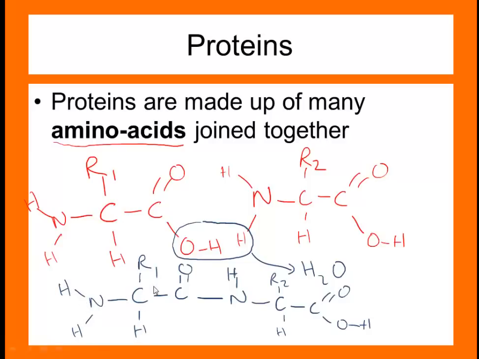Now, let's do a quick check. Has every carbon got 4 bonds to it? 1, 2, 3, 4, 1, 2, 3, 4. 1, 2, 3, 4, 1, 2, 3, 4. Good, every carbon's got 4 bonds. Has every nitrogen got 3? 1, 2, 3. 1, 2, 3. Yes, every nitrogen's got 3. Every oxygen's got 2. 1, 2, 1, 2, 1, 2. Good, that's good. Now this here represents 2 amino acids joined together.